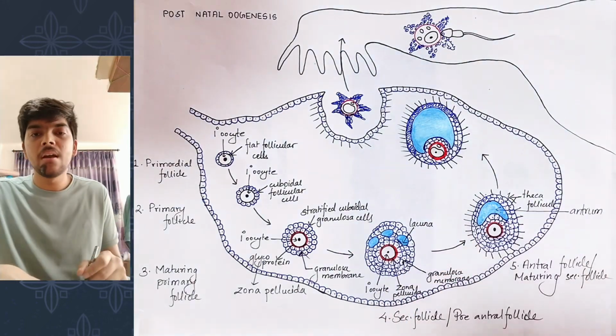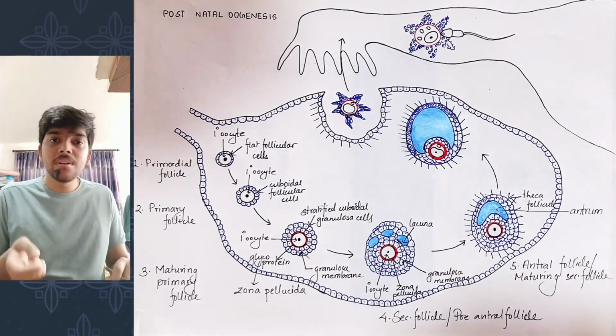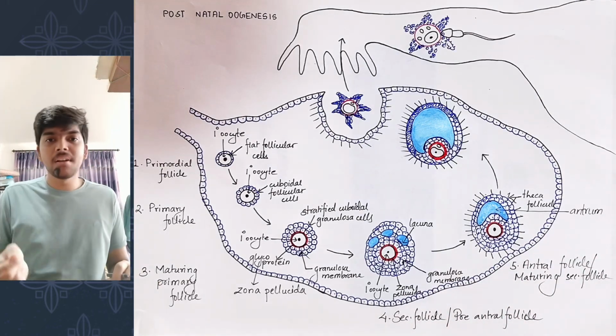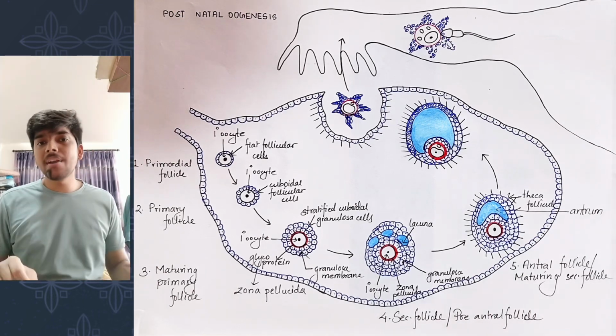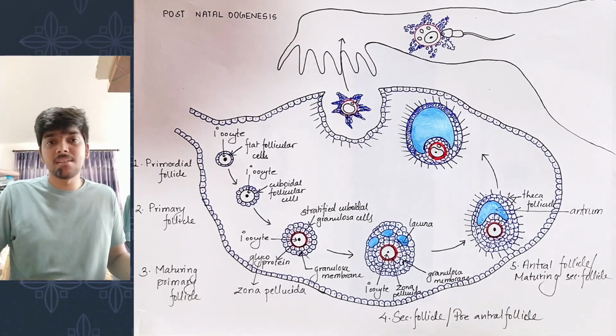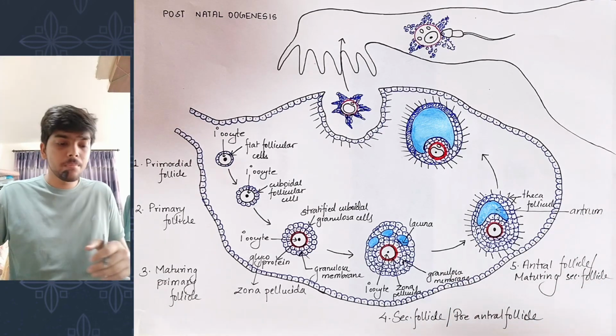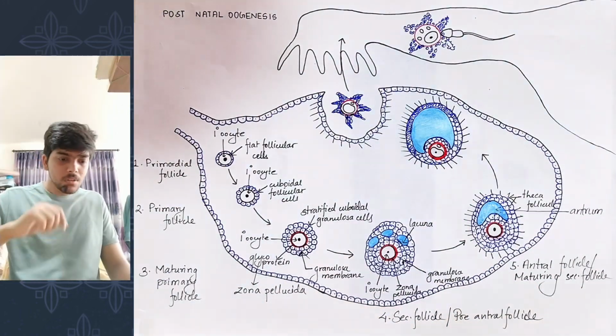The theca folliculi layer contains two parts, the inner part and the outer part. The inner part is called theca interna. Theca refers to layer and interna refers to internal. And the outer part is called theca externa. Theca refers to layer and externa refers to external, so external layer. Is there anything extra? Yes, there is.